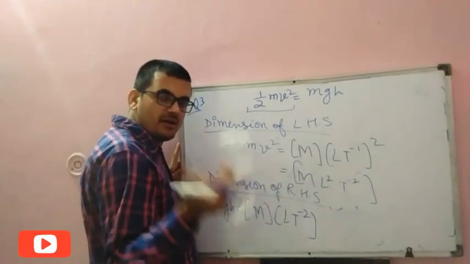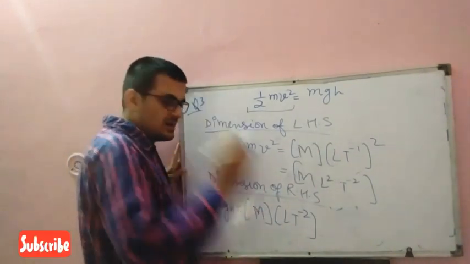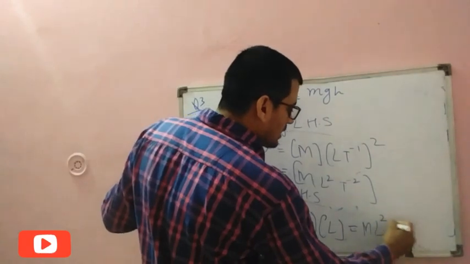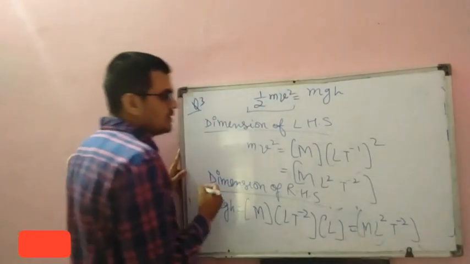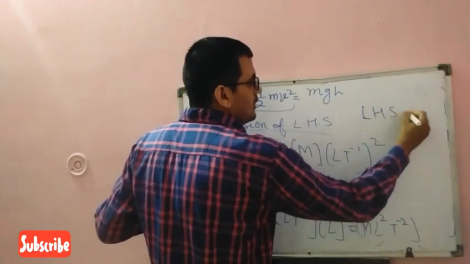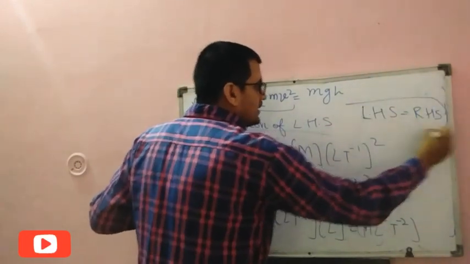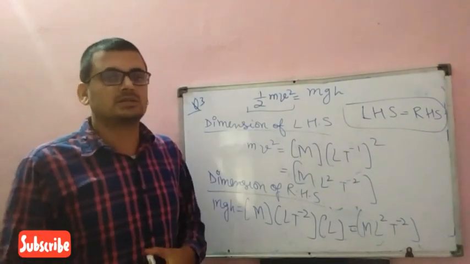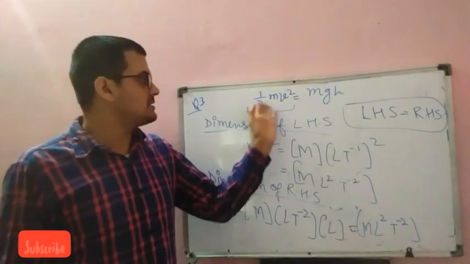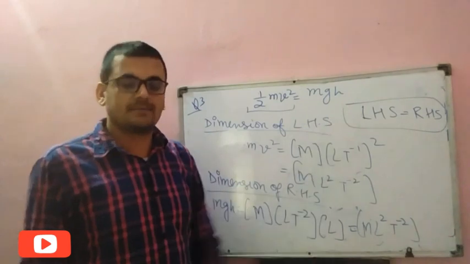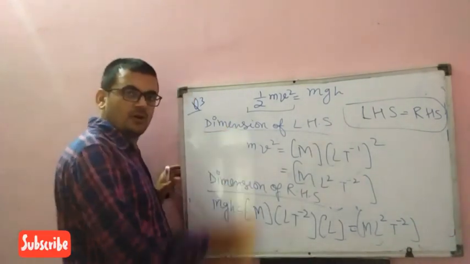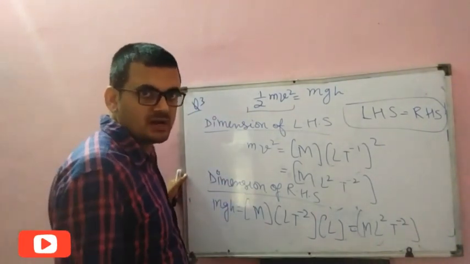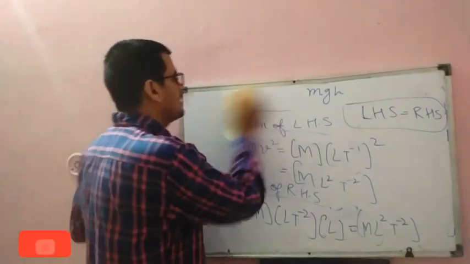H stands for height, means length, again represented by L. So what will it be? M L square T power minus 2. So what can you say? LHS equals RHS. By the dimensional method it is proven that the dimension of 1 by 2 mv square is equal to the dimension of mgh. I hope you got the point, because I have given you so many examples, and in the previous video also. So beta, now come to the next question.